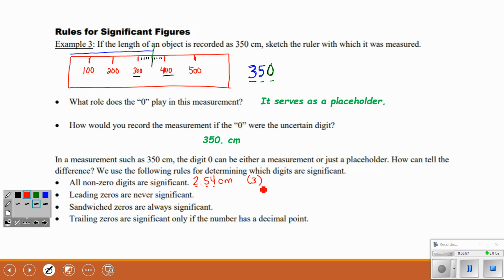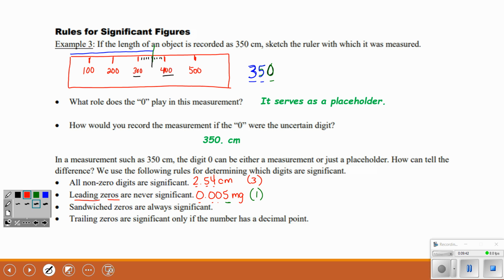If we have a measurement that looks like this, and it measures 0.005 milligrams, then lead zeros, which is what you see right here, are not considered to be significant because they are placeholders. And any 0 that serves as a placeholder is not a significant figure. So for this, that 5 is our only significant figure, so this measurement only shows one significant figure.